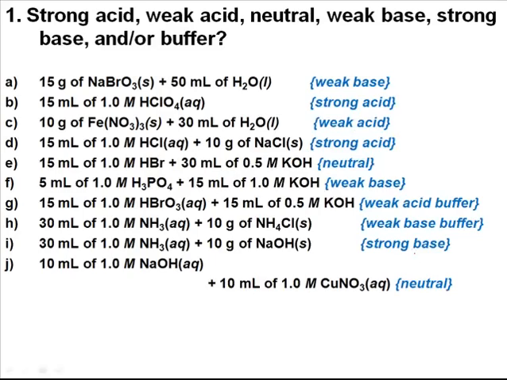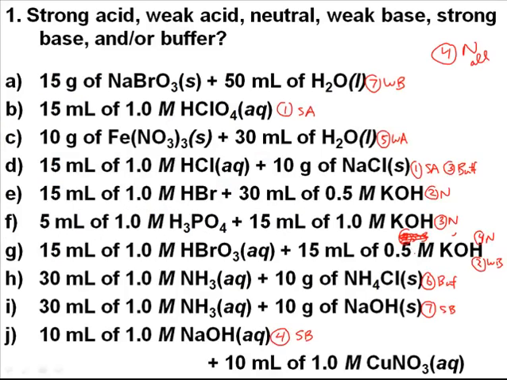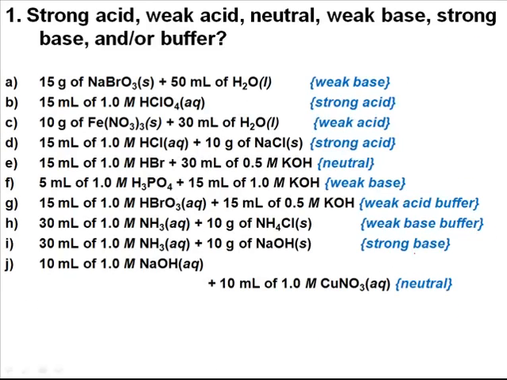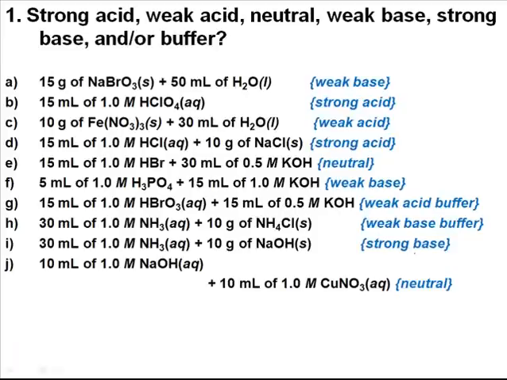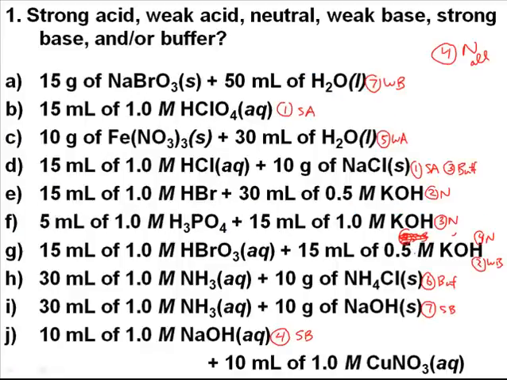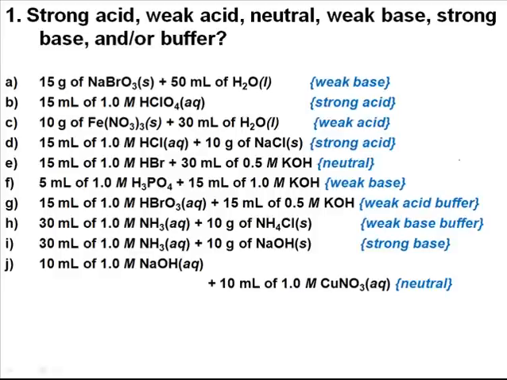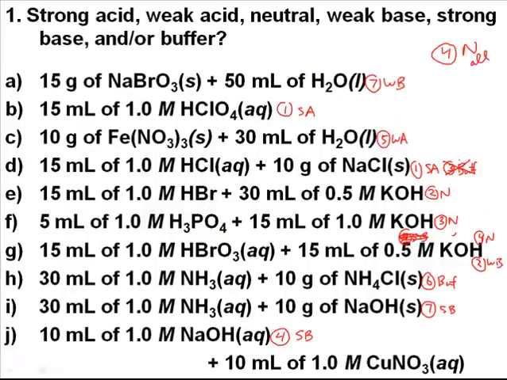Okay, 7. Strong acid, group 1 gets a point. Weak acid for C, group 5 gets a point. D is a strong acid. Group 1 gets a point. It is not a buffer. Let me cross that out. All right, E is neutral. Group 2 gets a point, but 4 does not. Sorry, Group 2 gets a point.